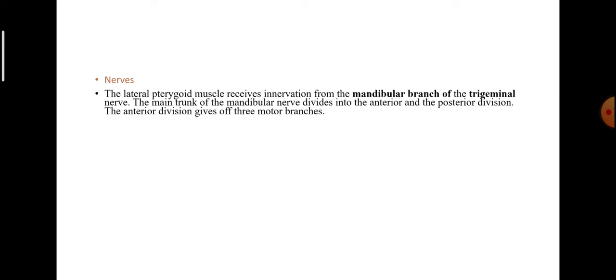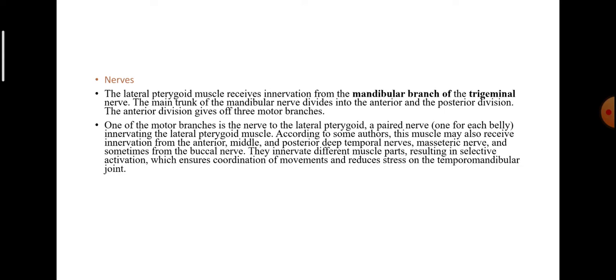Nerves. The lateral pterygoid receives innervation from the mandibular branch of the trigeminal nerve. The main trunk of the mandibular nerve divides into an anterior and a posterior division. The anterior division gives off three motor branches. One of the motor branches is the nerve to the lateral pterygoid, a paired nerve, one for each belly, innervating the lateral pterygoids.